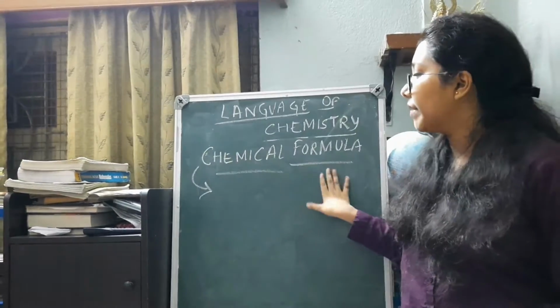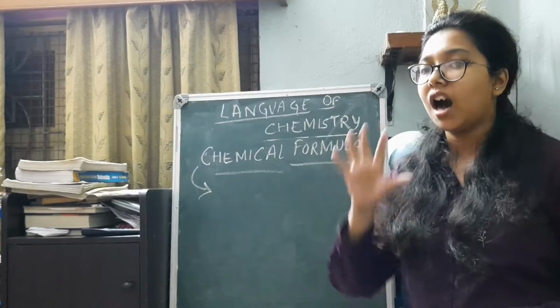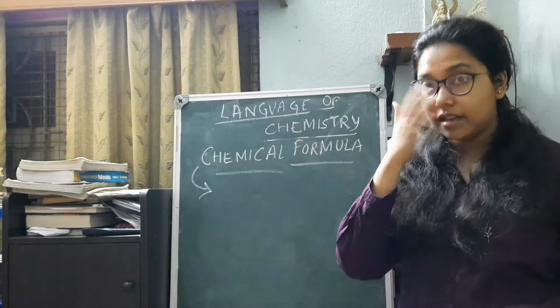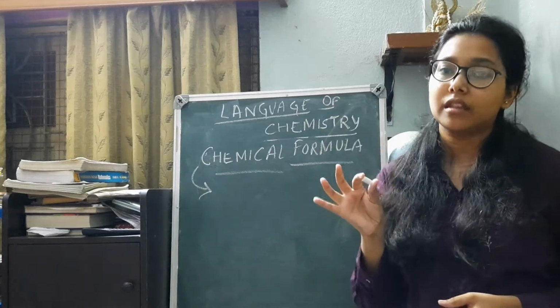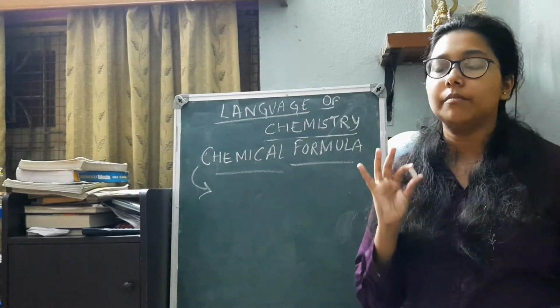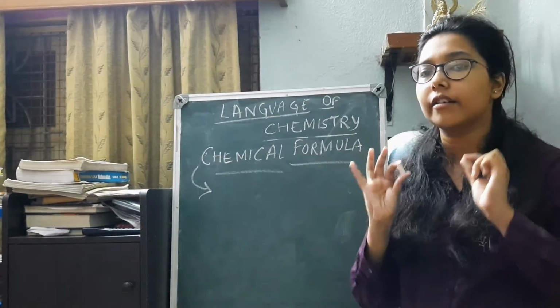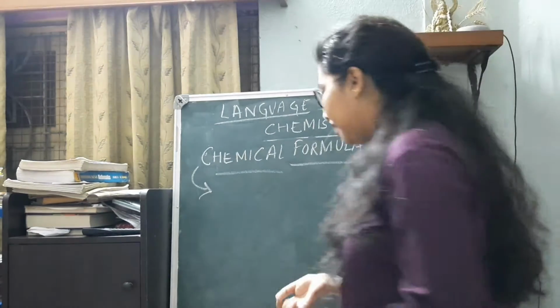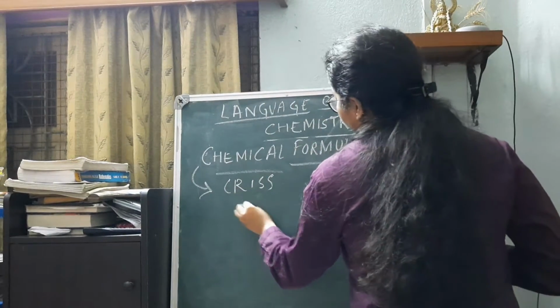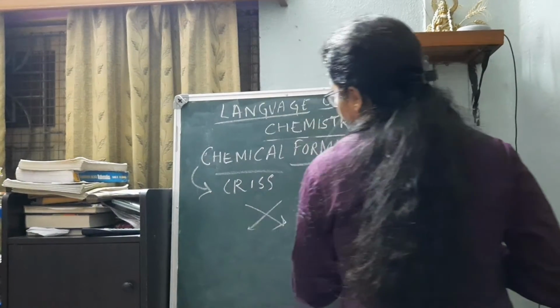So now we will be beginning with the chemical formula, how we can write the chemical formula. The basic important method for writing a chemical formula is the crisscross method. So how do we do that crisscross method? It is very simple. When I am talking about the crisscross method, that means we have to really go for a crisscross process.